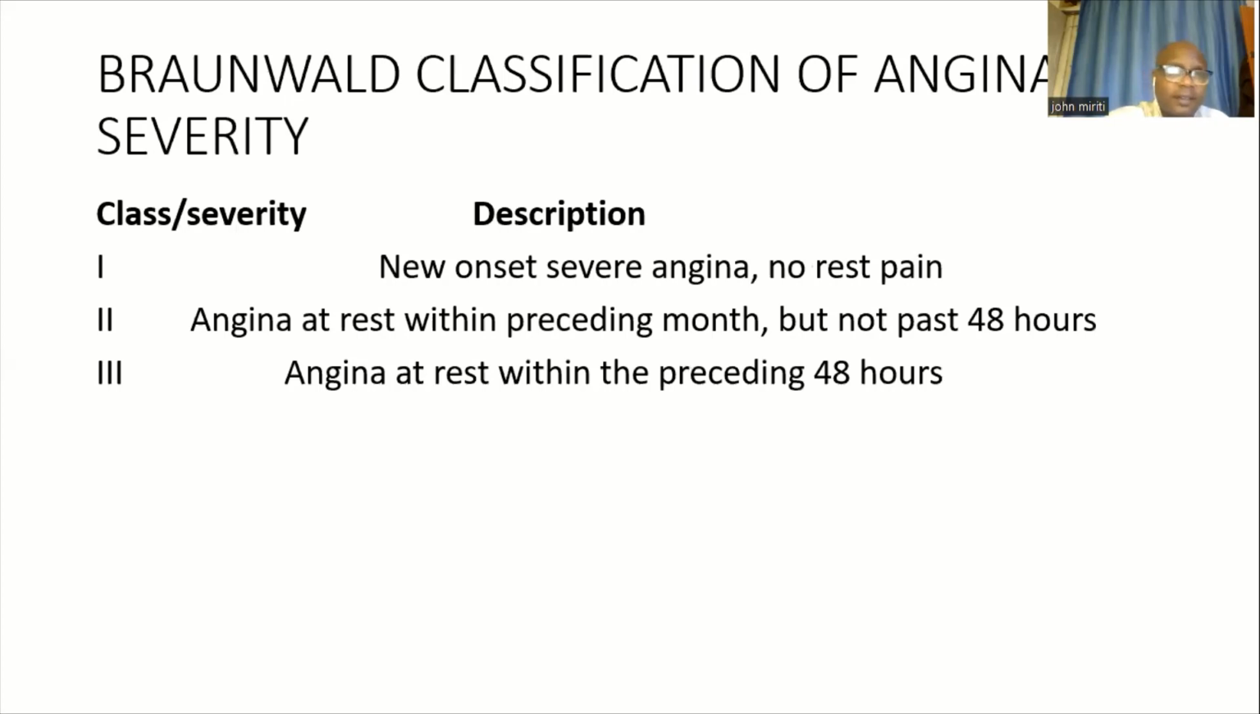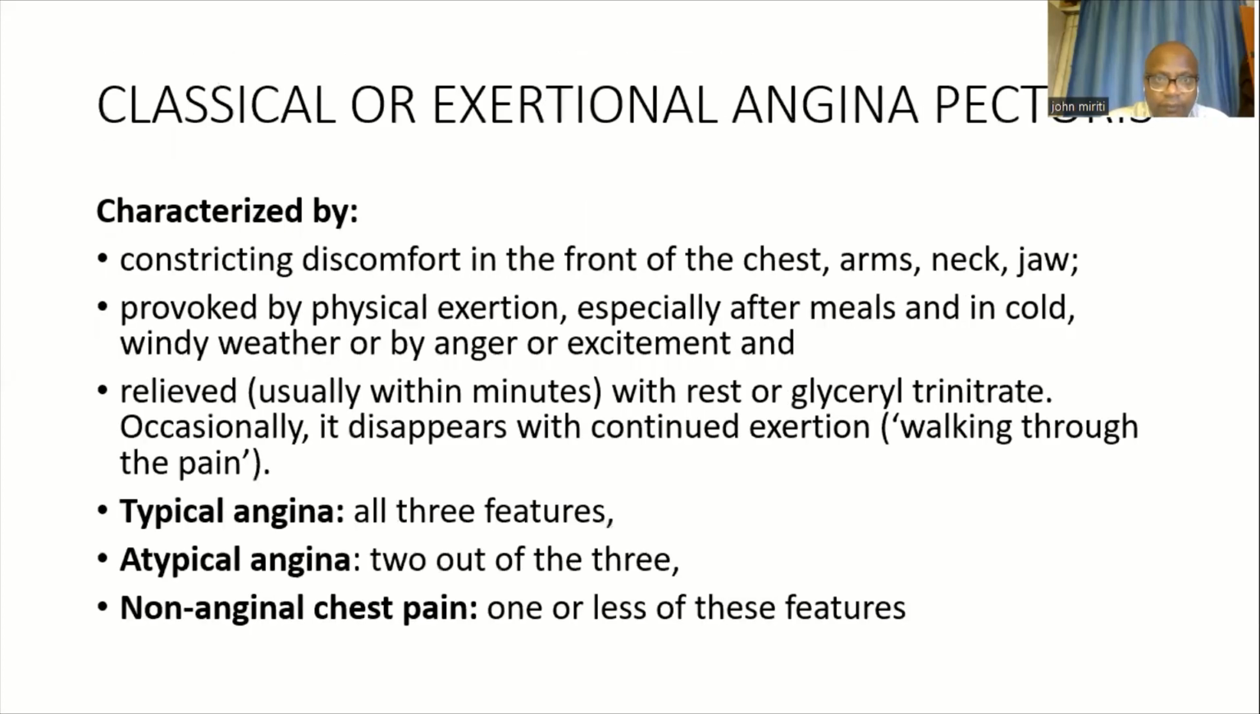We also have another classification of angina pectoris, which depends on the severity. In class 1, there is new onset angina pectoris and no rest pain. In class 2, in this Braunwald classification, which classifies by severity, there is angina at rest in the preceding month, but not in the past 48 hours. And then in class 3, there is angina at rest within the preceding 48 hours. So that is the Braunwald classification of angina pectoris.